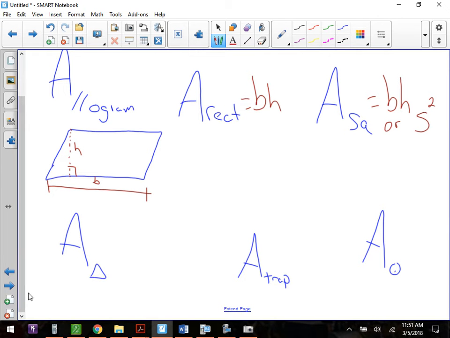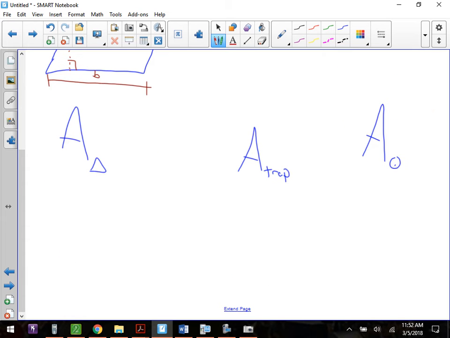Triangle. What's the area of a triangle? You know this. The s stands for the side, because in a square all the sides are the same. So you just say side squared, or if your sides are all 8, it can be 8 times 8. They just write it as 8 squared. The triangle is 1/2 the base times height, or base times height over 2, however you want to write it.